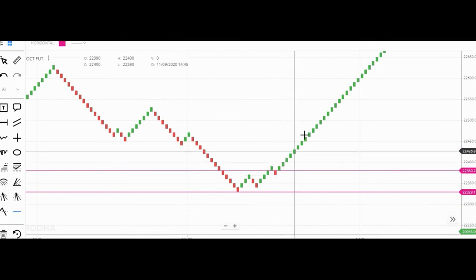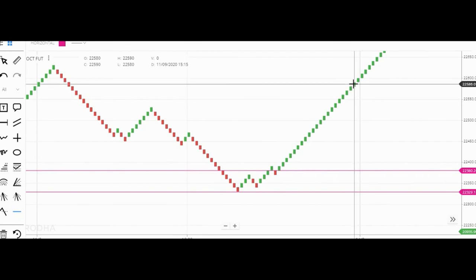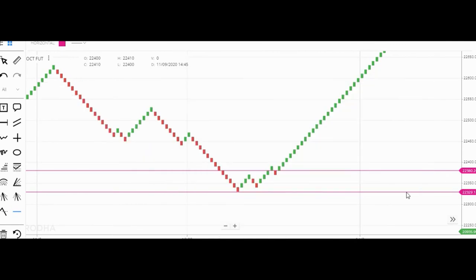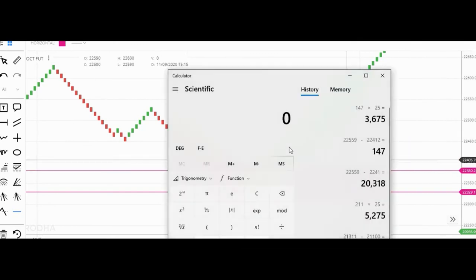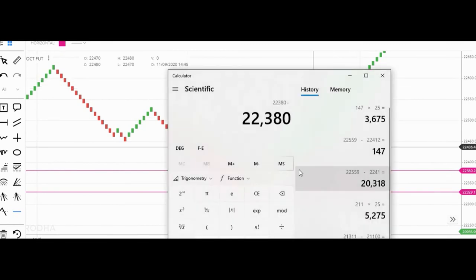Now it went all the way high till here, 22,586. So how much profit? Entry is 22,380. We have bought at 22,380 and sold at this break, 22,590, say 590. 200 points nearly into 25, say around 5,000 rupees profit.